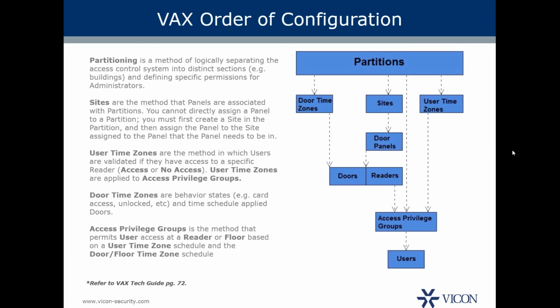For example, doing card access at a certain time, lockdown at other times, or doing different ways of getting through the door, for example, using both card read and push button panel reader or biometric readers. So we'll show that once we get into the software. And then finally, we have the access privilege group. And this is the actual mechanism that allows users access to specific door readers or floors in the case that you have elevator floors.